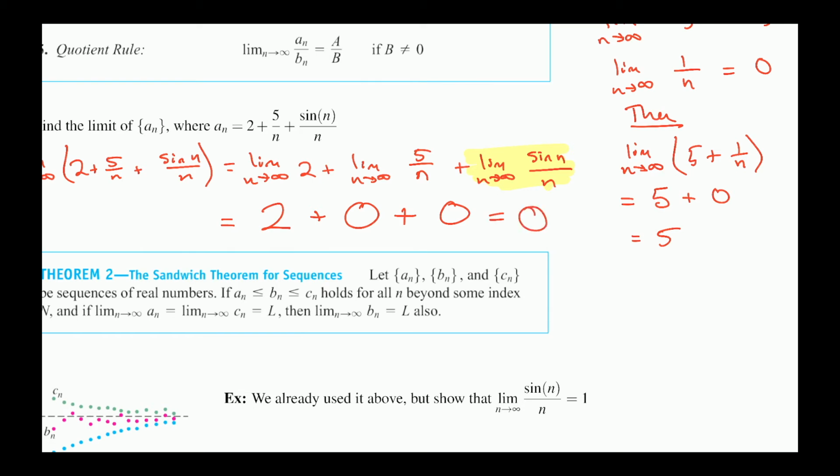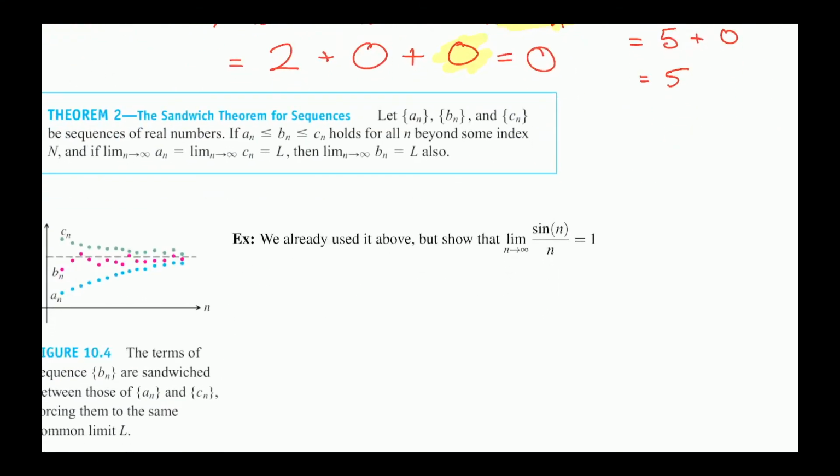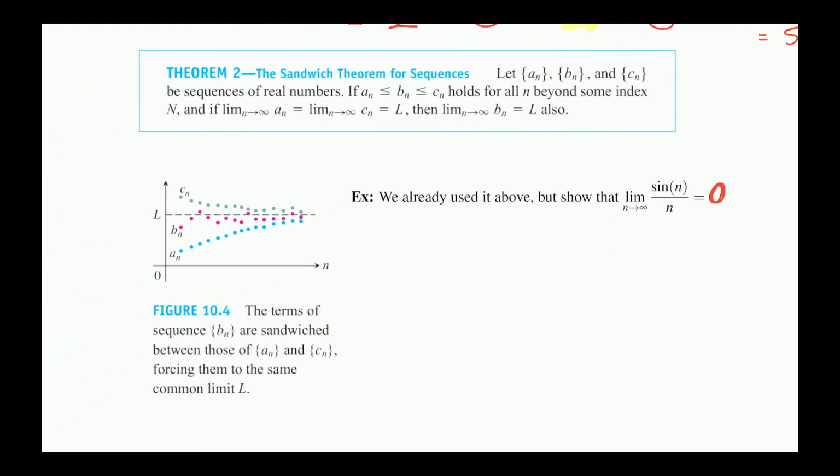Okay, now what I do want to talk about is that last limit that I highlighted. We're going to figure out why that is the case. So there's a typo here in the notes, first of all. I say we used it above, but showed that this limit is 1. Well, no, 0. Okay, and there you go.